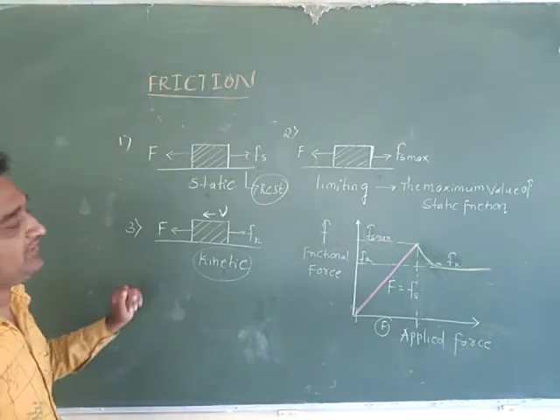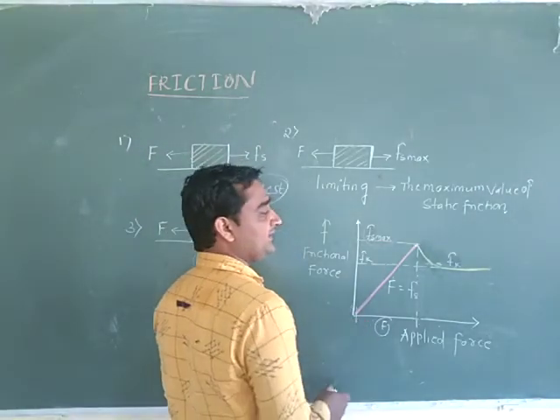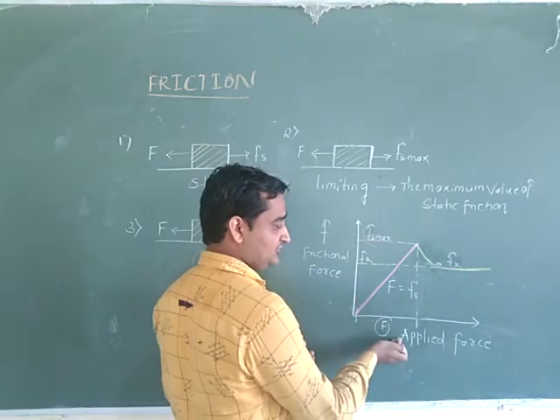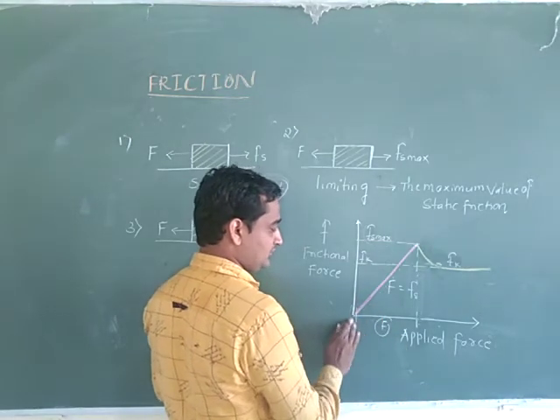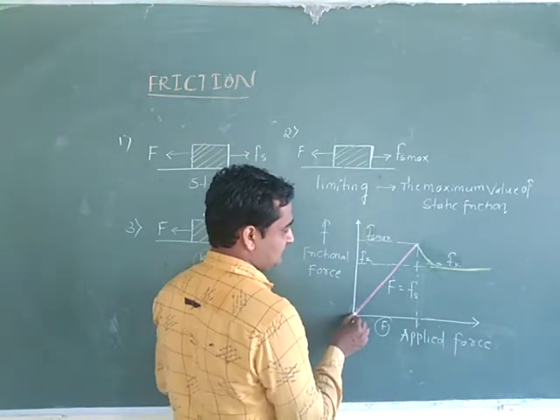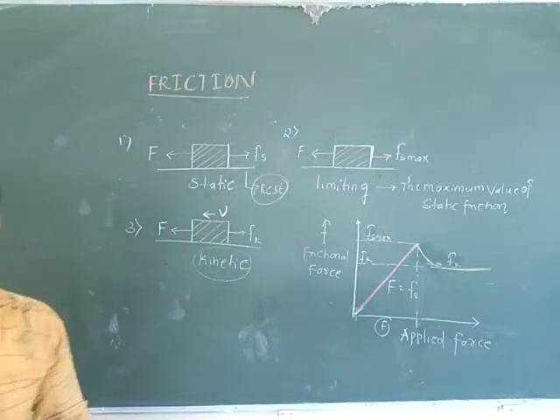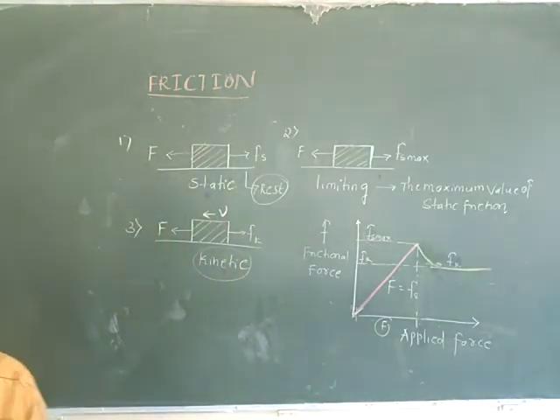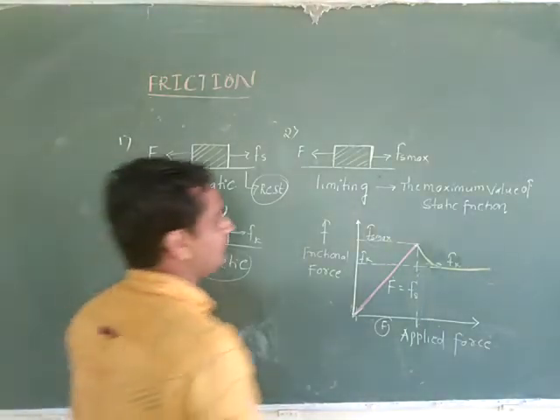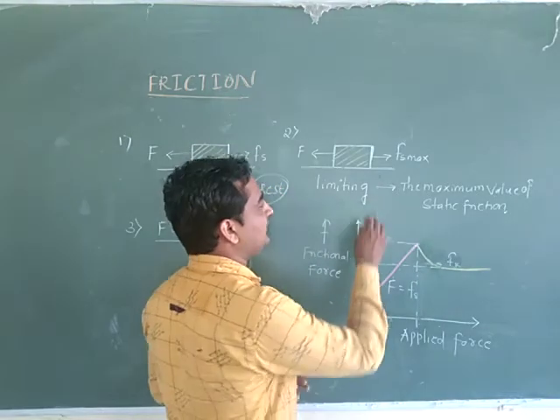So all these three cases are represented in this graph, right? When the body is at rest, the applied force is equal to 0, then the frictional force is also 0 here, right? When the applied force increases, the static friction also increases, and at a certain point we have the maximum value of static friction, that is called the limiting friction.